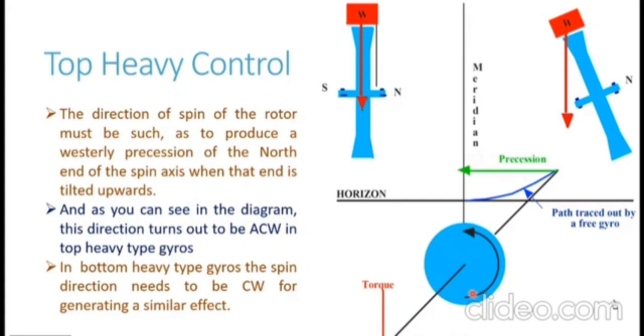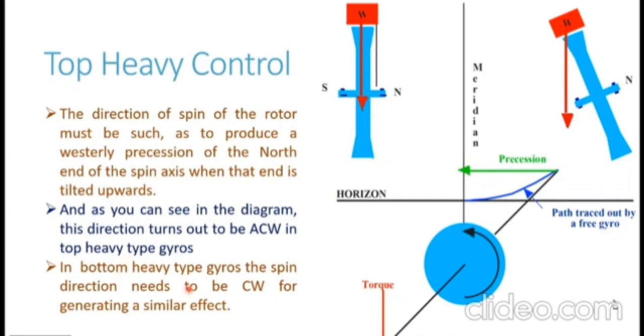You can see in this diagram also that if the torque is pointing downwards in the southerly direction, you have an anti-clockwise spin of the rotor. This torque generates an easterly precession on the south end and a westerly precession on the north end of the spin axis. Now, if the gyro was spinning clockwise, the precession generated at the south end would be westerly and the precession generated at the north end of the spin axis would be easterly, thus taking the spin axis farther away from the meridian, defeating the whole purpose.